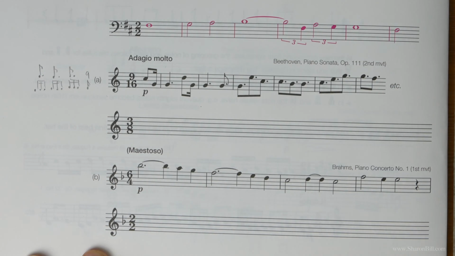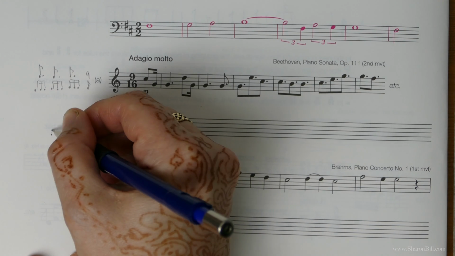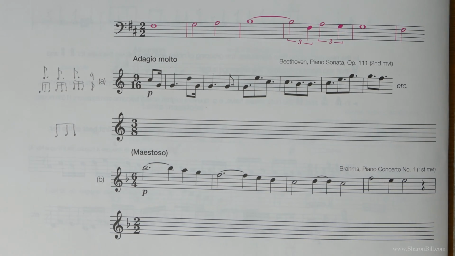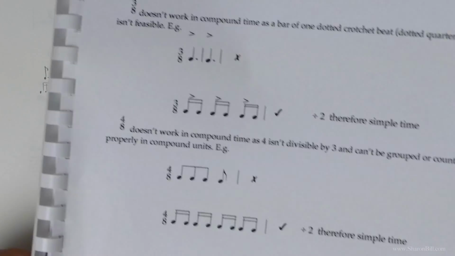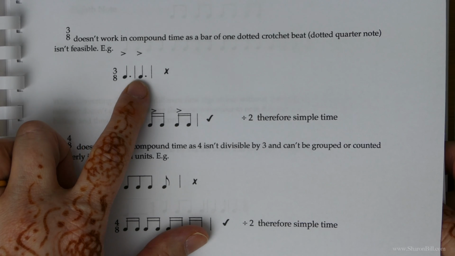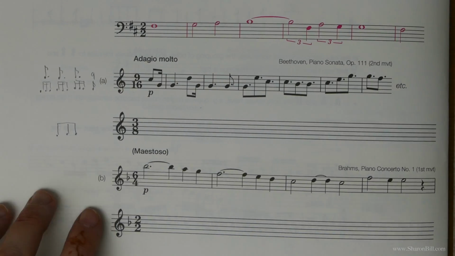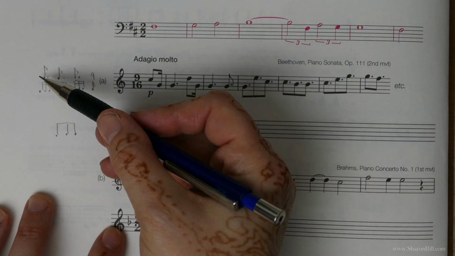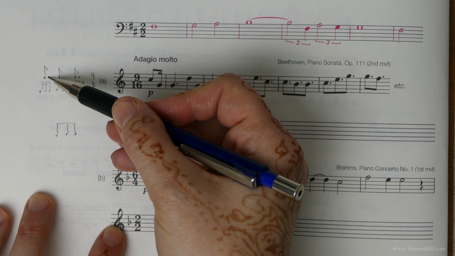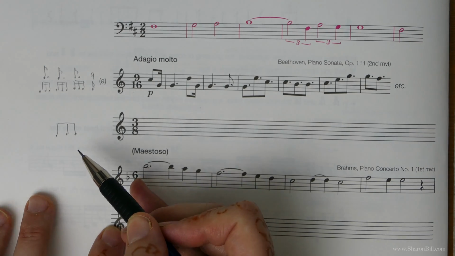And they're asking us to take that to 3 over 8, which, if you remember, is simple time, as explained on the first page of my PDF document, because 3/8 doesn't work in compound time because a bar of 1 doesn't make sense, so we divide it in groups of 2. And so we're now going to be reducing from compound to simple, and so we need to remove the dot to squish it into the time of 2, and we need to add a triplet if necessary.